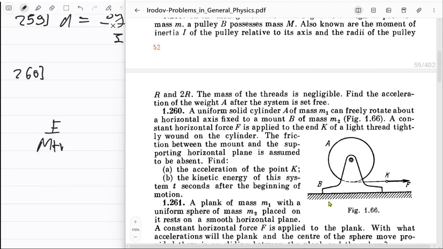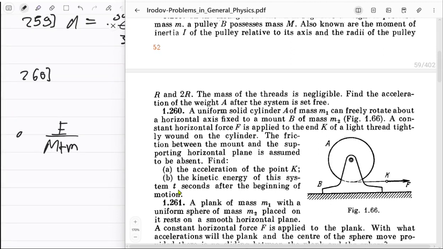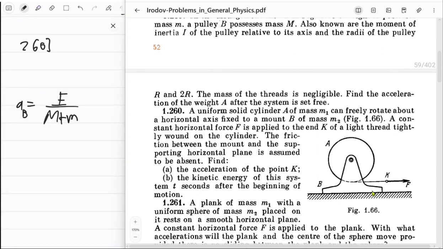So that's our acceleration. What do you want once again? The acceleration of point K. For that, first of all, that's the actual acceleration of mount B, call it AB. What is the omega for this? The force F acts at the edge, and the thread's force on the center we'll just ignore since it doesn't matter. You got F times R upon the inertia.